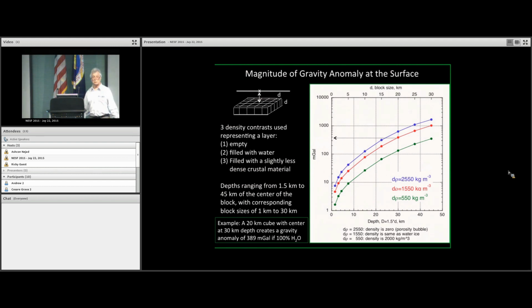Of course, you don't want to fill it all with water, but you don't need to fill it all with water. And the same thing is if you put in a somewhat lighter density than the actual crust of, say, 2,000 kilograms per cubic meter, then this is the kind of curve. And we're going to look at these 3 curves with regard to what we see in the crust.